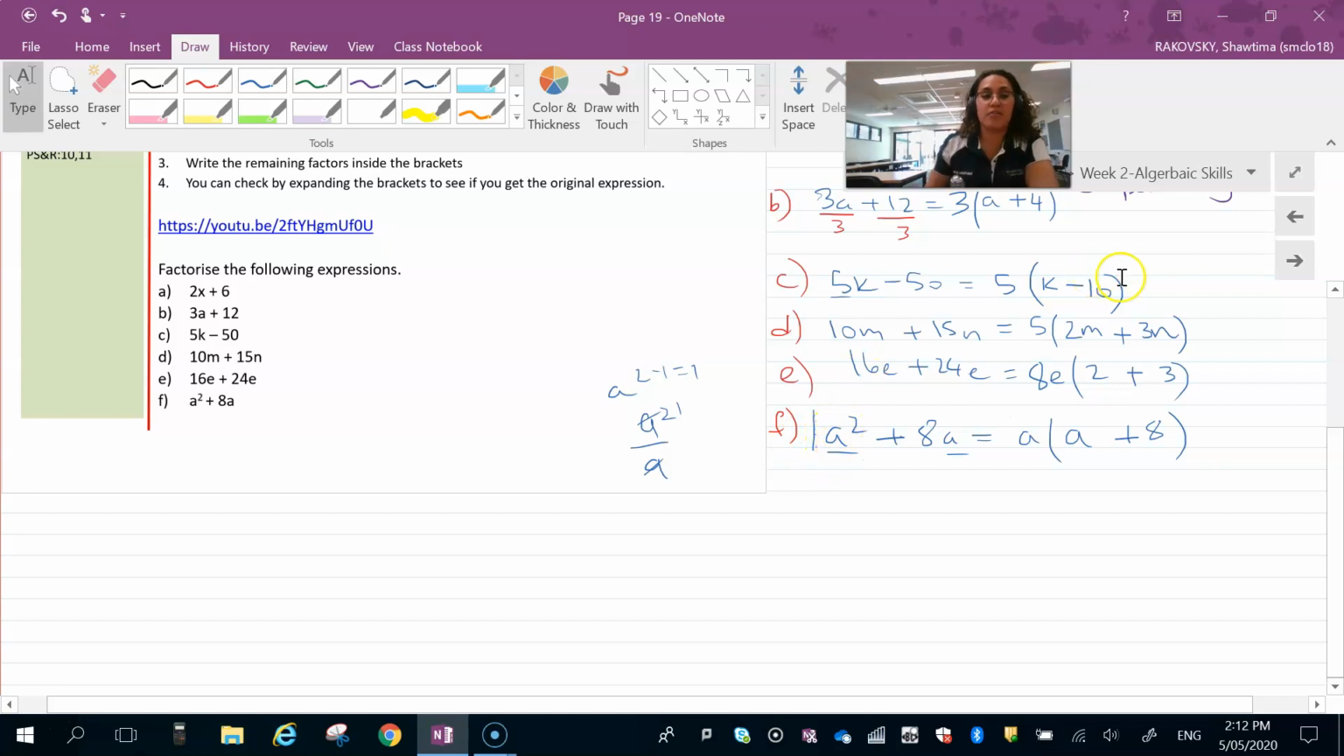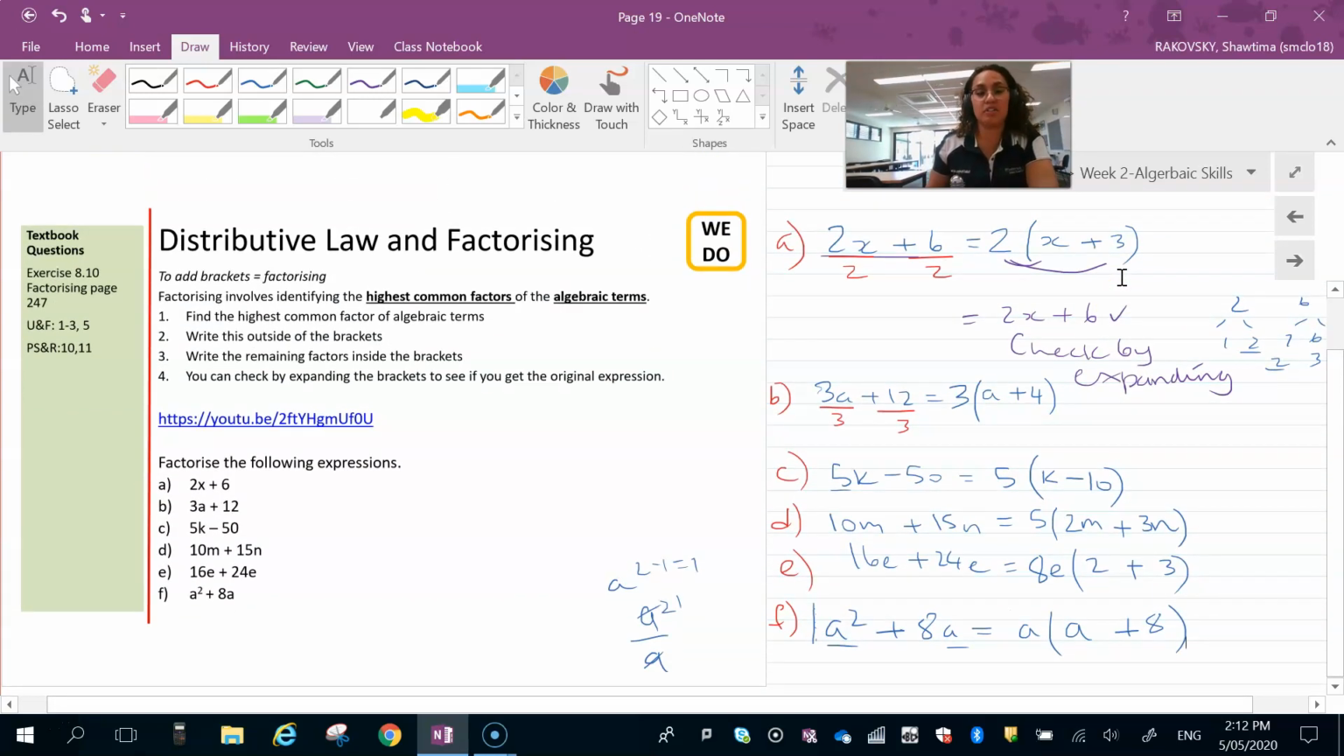Okay, so that's how you factorize, applying the distributive law to factorize algebraic expressions.